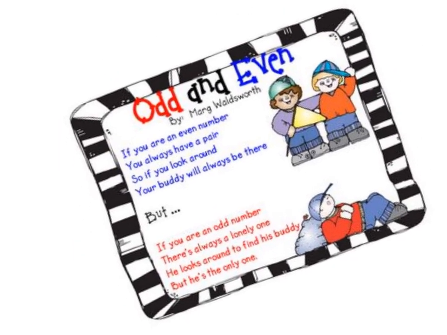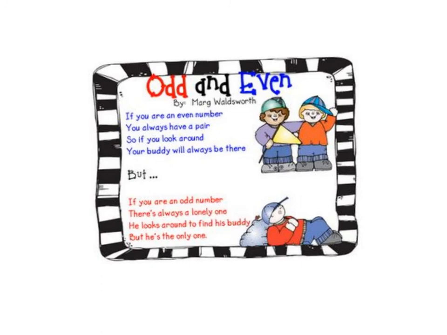So that's just like we said, even numbers, they can always match up with a pair, but odd numbers, there's always one left out, an odd one out.